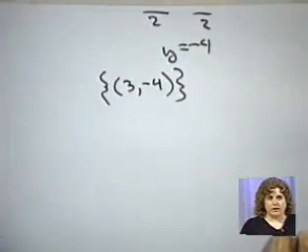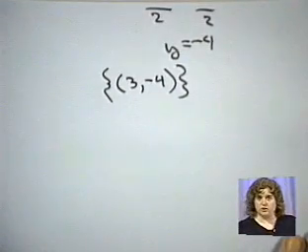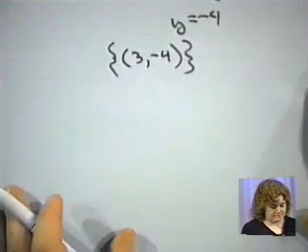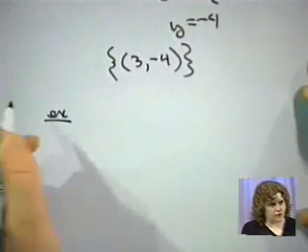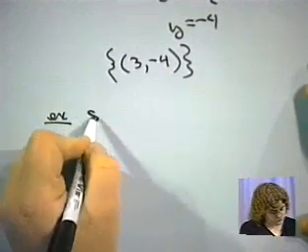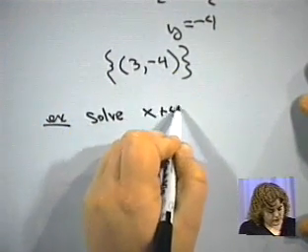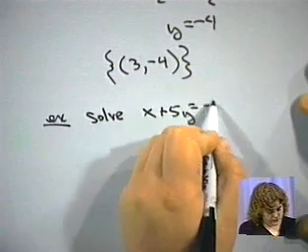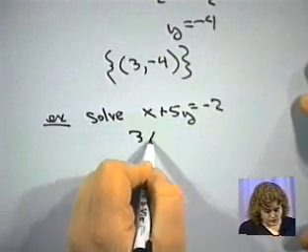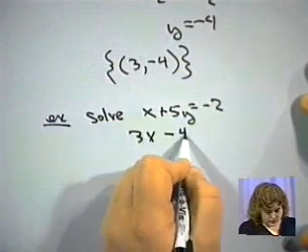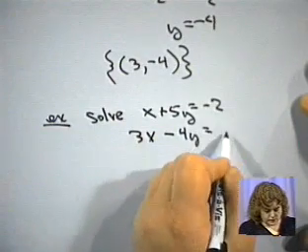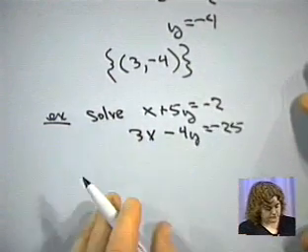Let's look at an example where we first have to choose something to multiply by. Let's solve x plus 5y equals negative 2, 3x minus 4y equals negative 25.